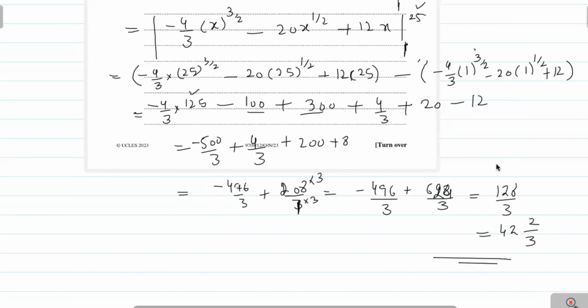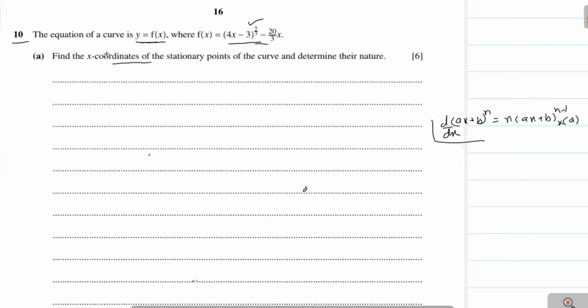This is the answer. Question 10, the equation of the curve is y equal to f of x. Find the x coordinate of the stationary points of the curve and determine their nature. You see here, this is the curve. Suppose this is the curve graph. The stationary points of the curve basically are the turning points of the curve. These are the turning points of the curve.